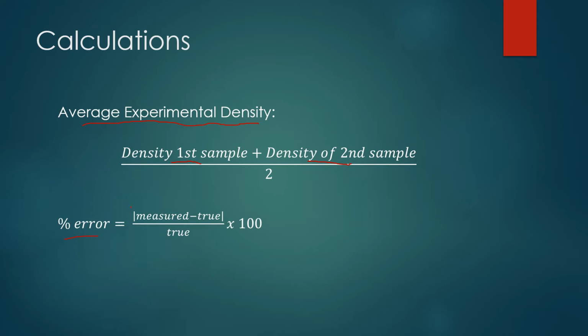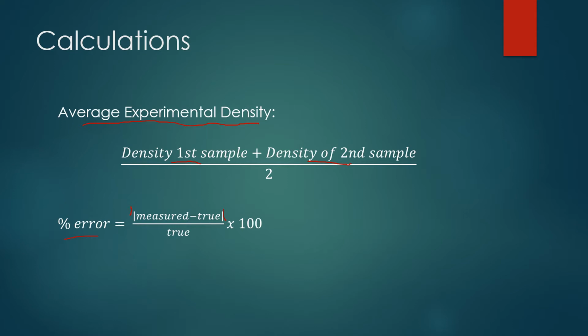Notice there are bars around the subtraction part in the numerator. Those bars are called absolute value bars. What they mean is if you get a negative number when you do that subtraction, absolute value says that it needs to be positive. You don't need to change the value itself, just change the negative sign to a positive sign.